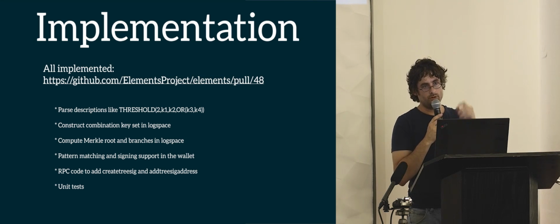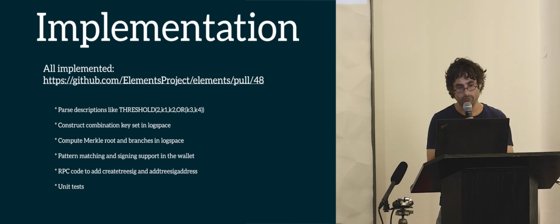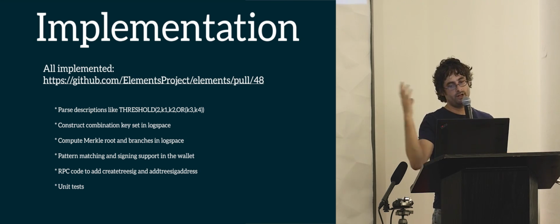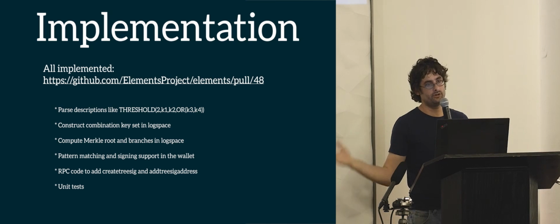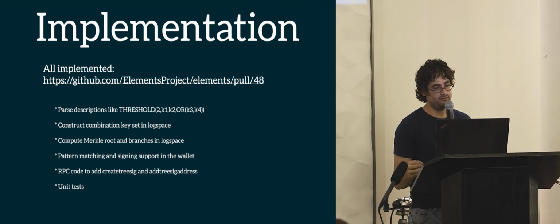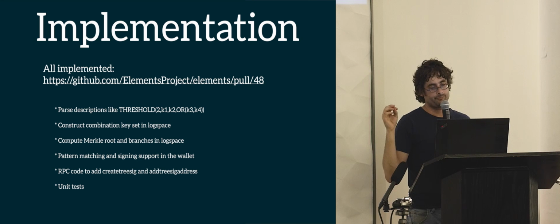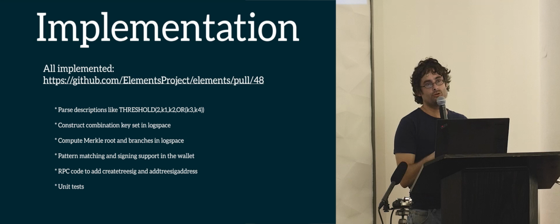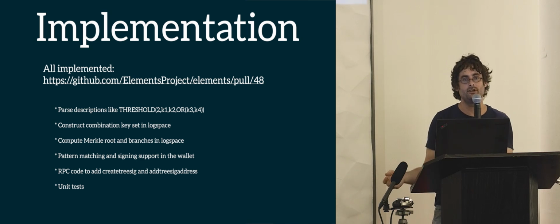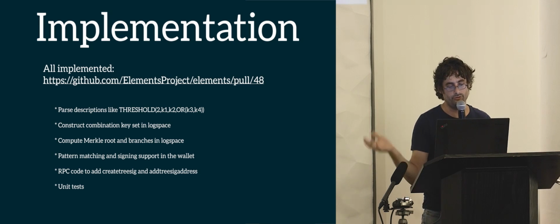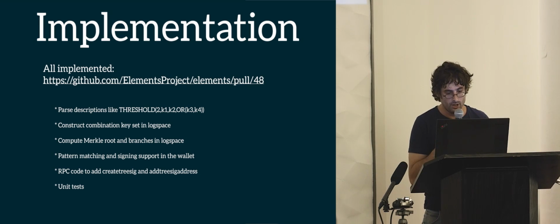So you can look at the source code of it. It's not yet merged into Elements Alpha, but will do so soon. So you can create such a description of AND and OR and threshold of different public keys that you want. It will compute the address for it, allow you to send to it, allow signing it, transferring the partially signed transactions for it around, and result in a valid transaction.